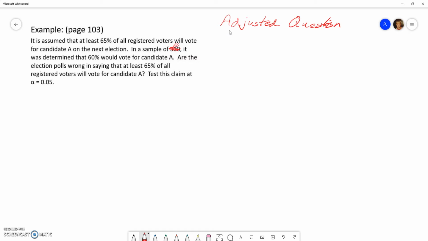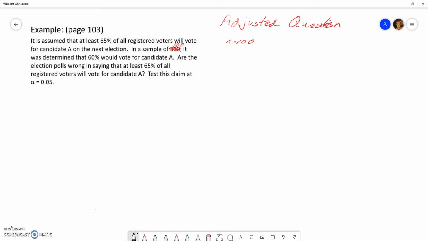The sample is 100. So basically n equals 100. Maybe the poll company only had enough time or money to survey 100 registered voters. Let's see what kind of difference that would be.